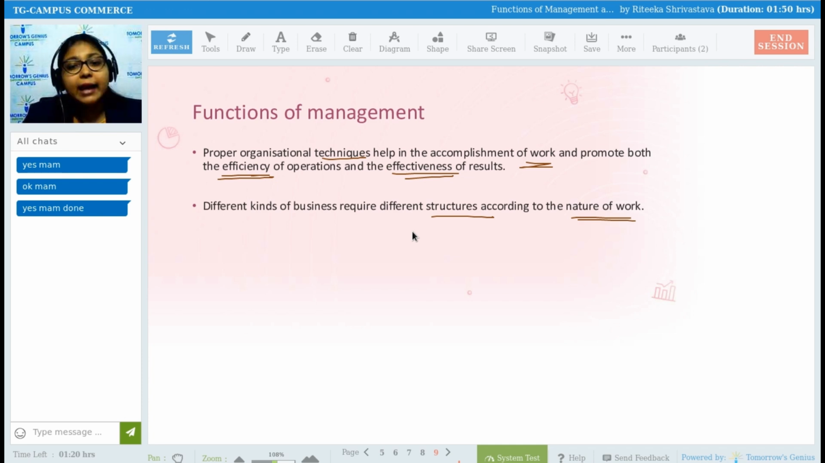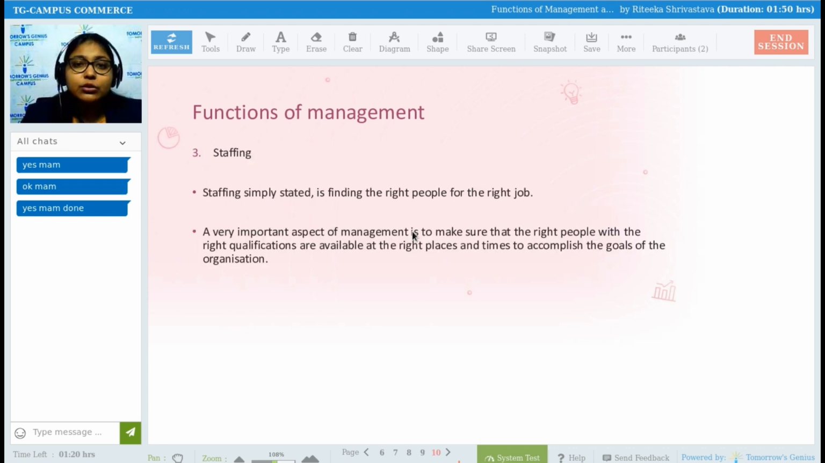cordial, and it should run in a smooth manner. If that is done, then we can say we have a good organizational structure. To complete any goal, any objective, you need to be organized. If you are organized, your work will be done efficiently and effectively. So that was our second function of management, organizing.